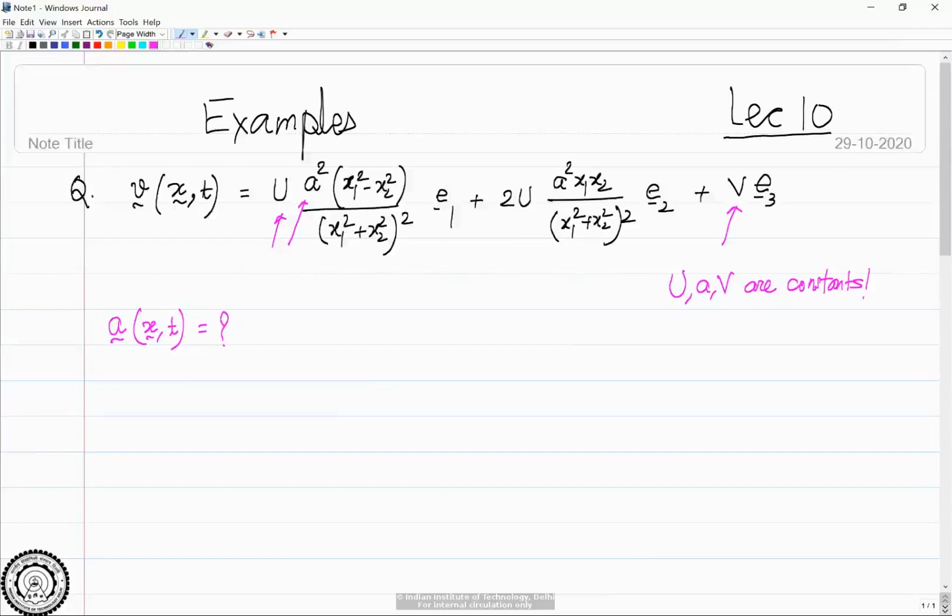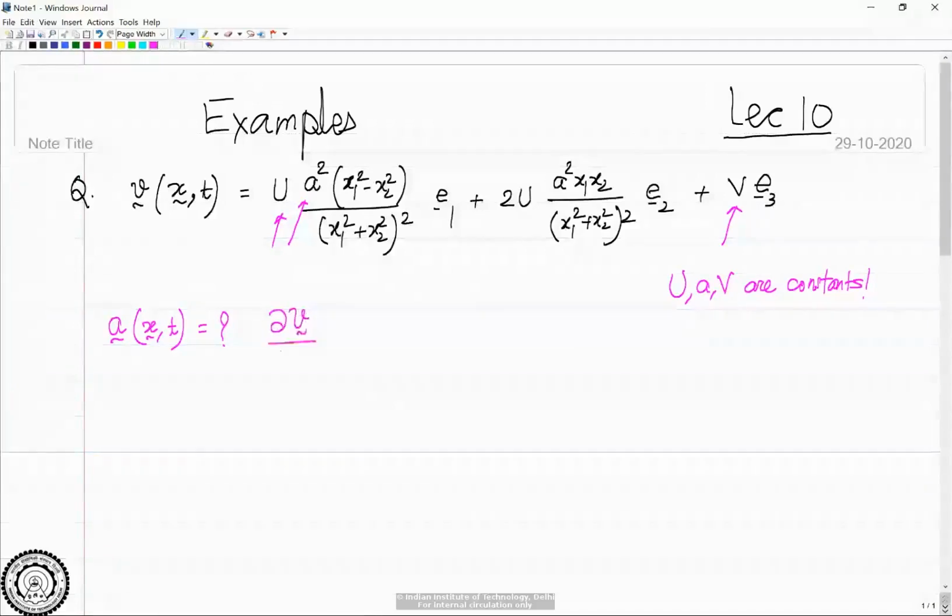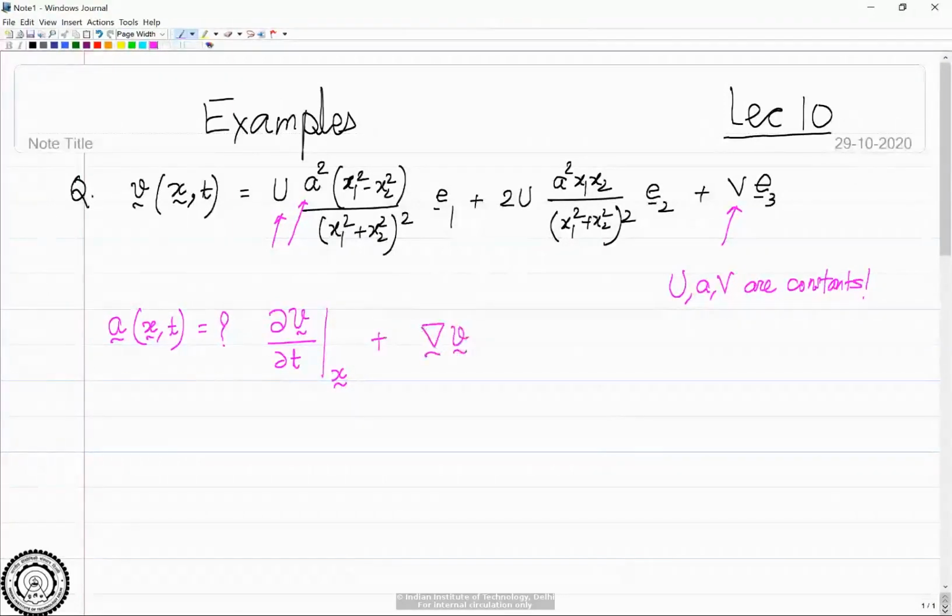So we have to find out acceleration in the Eulerian framework. Velocity is given here, and you can recall the formula. So it is not straightforward. It is equal to del V over del T at constant small x plus gradient of V into V itself, isn't it? So you just have to apply this formula.